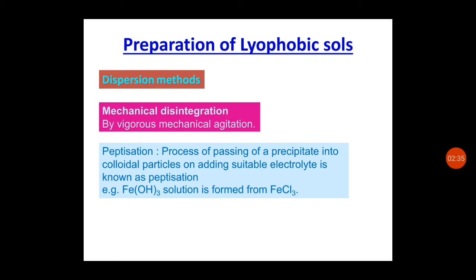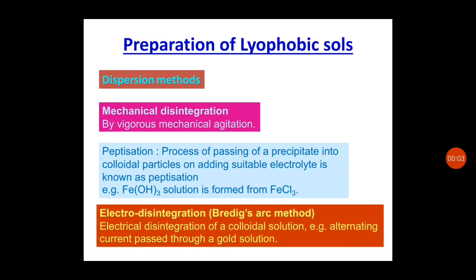Means you get a fresh precipitate and fresh precipitate is converted to a colloidal sol by shaking with the dispersion medium in presence of a suitable electrolyte known as peptizer. As told earlier, ferric hydroxide solution is formed from FeCl3. On hydrolysis, the fresh precipitate is converted to colloid.